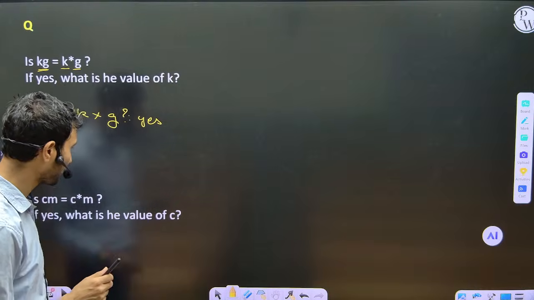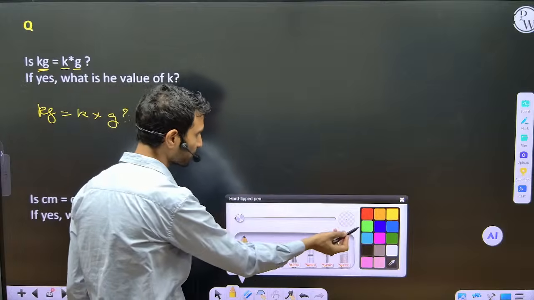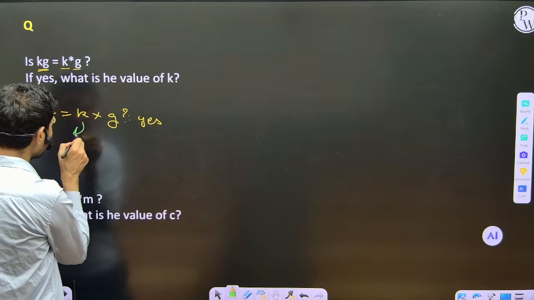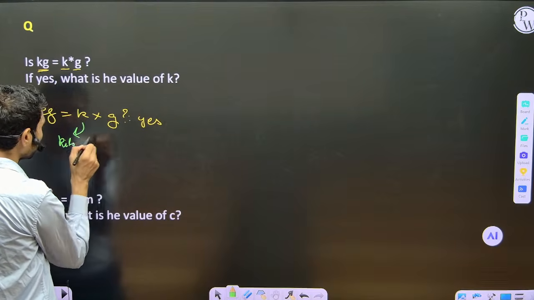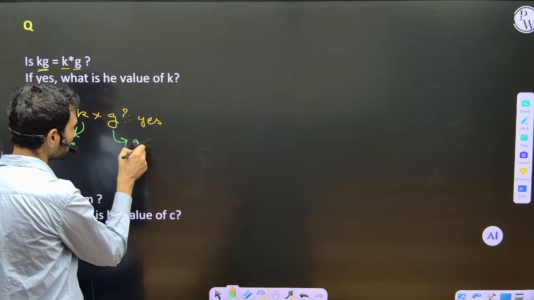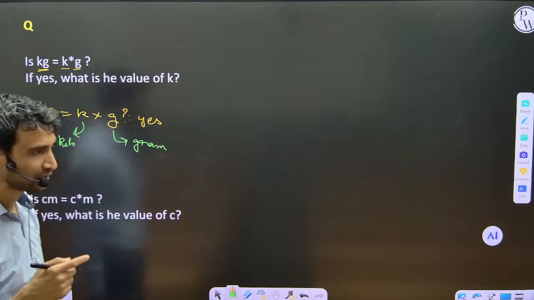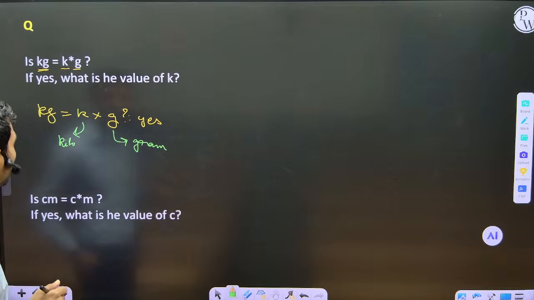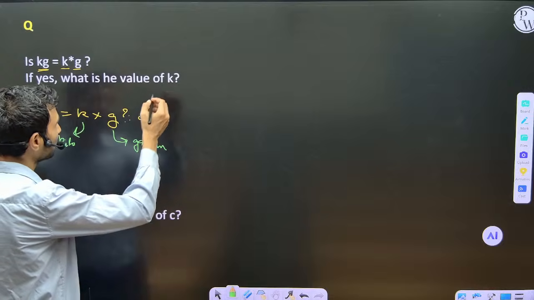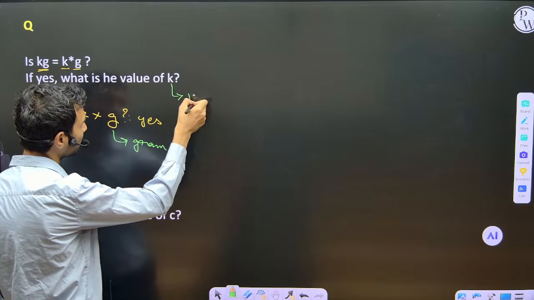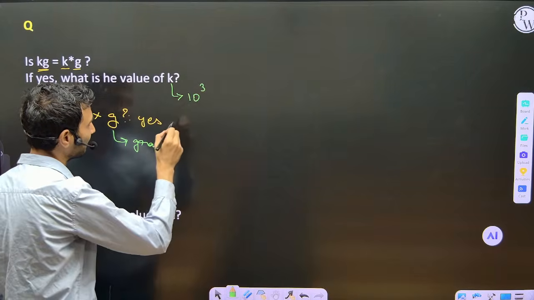And what is k and g here? K is kilo and g is gram. So indeed, kg is kilo into g, right? And what is the value of k? Value of k is 10 to the power 3 or 1000.